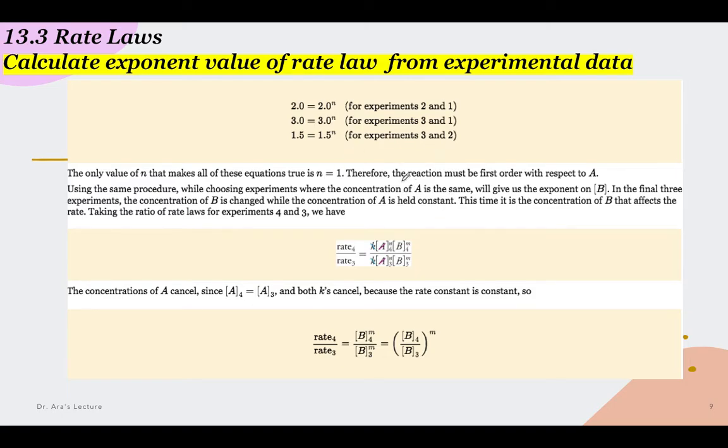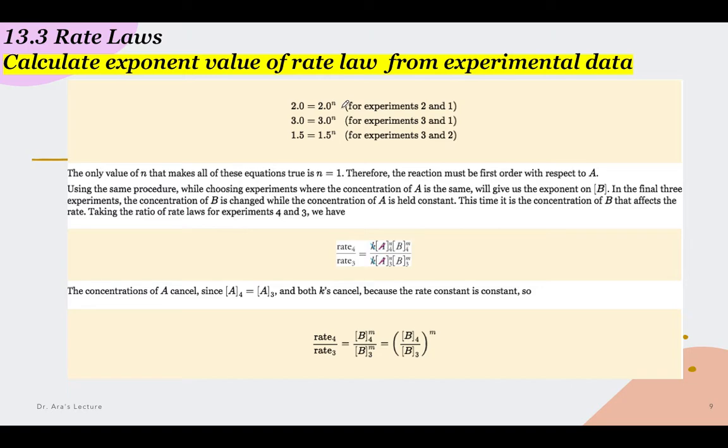Similar calculation is done by utilizing the values from the experimental table, and we see here the value. For experiment 2 and 1 we saw it. For experiment 3 and 1 we find the same first order. For experiment 3 and 2 we find the same, 1.5 and 1.5 power n. That means in all three cases, if we take n equal to 1, they are equal, and this is our way to calculate the value of the exponent.